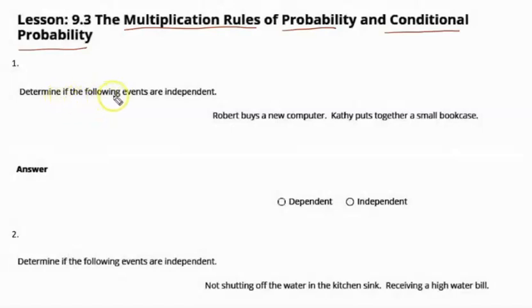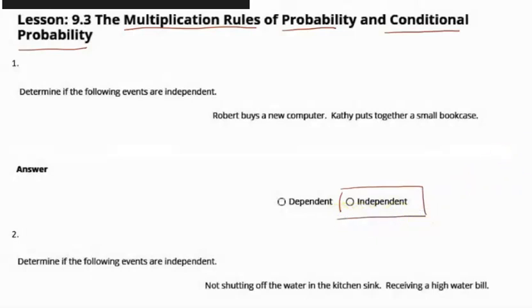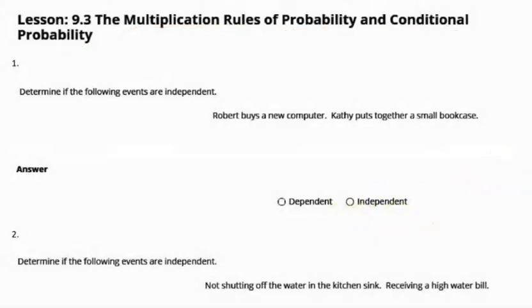Determine if the following events are independent. Robert buys a new computer. Kathy puts together a small bookcase. I think we can all agree that these are independent events. All right, let's go up a little.